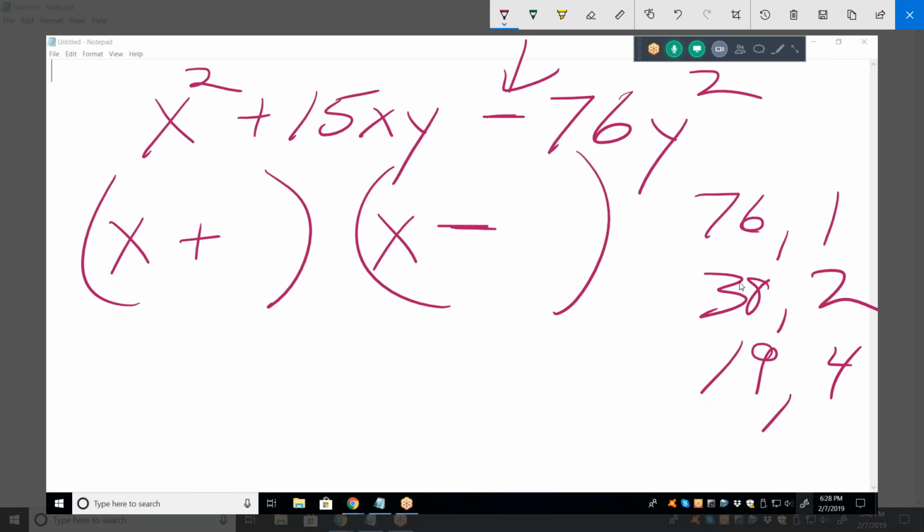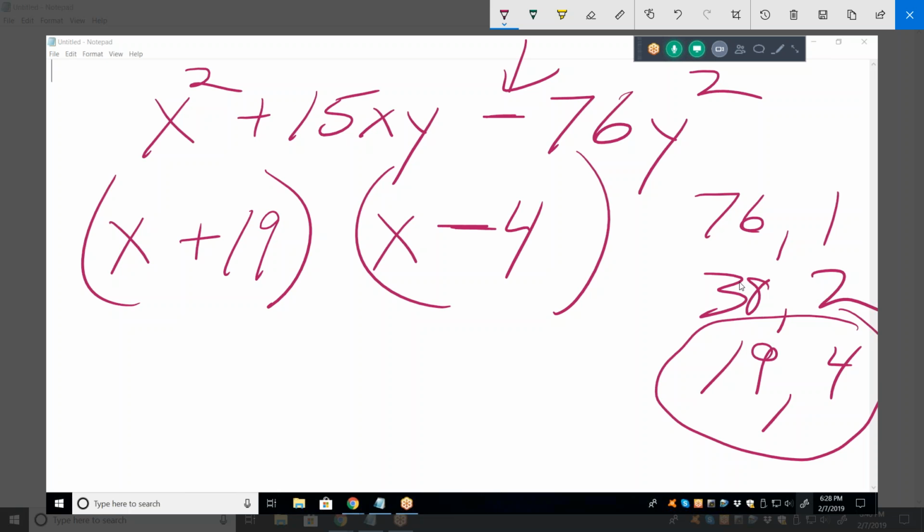What am I looking for? What set of factors? What do they have to do? It has to multiply to be 76 and then subtract to be 15. Okay, so I'm just going to do the whole problem as if that y is not there. So where's the 19 go? The 19 would go the plus, and then the 4 would go minus.